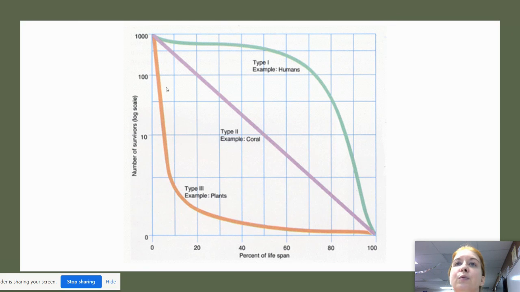But then plants would be, so this is your K strategist, this is a type 1, and then our strategists are the type 3. So these are your bugs, your bacteria, and plants. So early on, most of them die, and then a few of them live to old age.